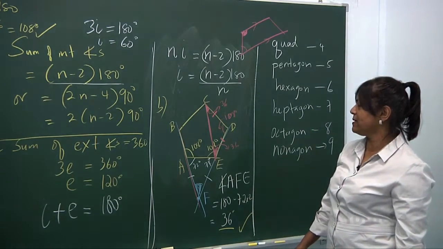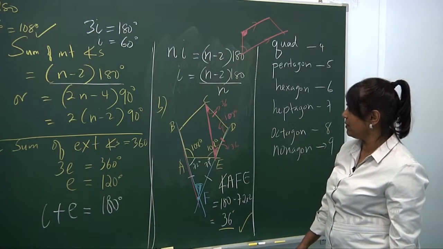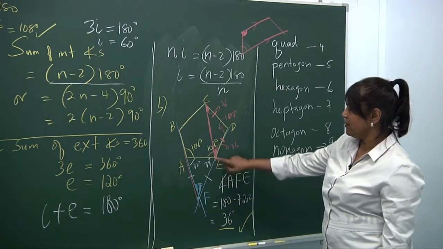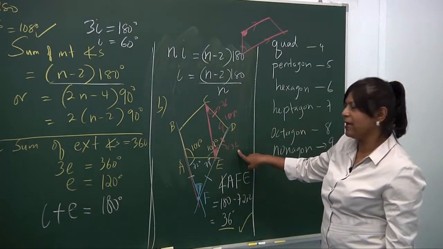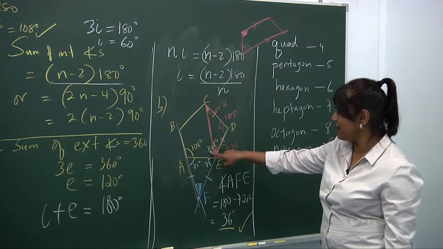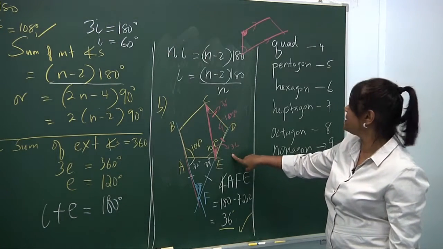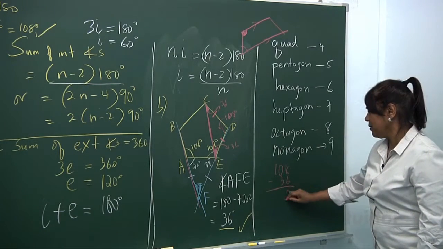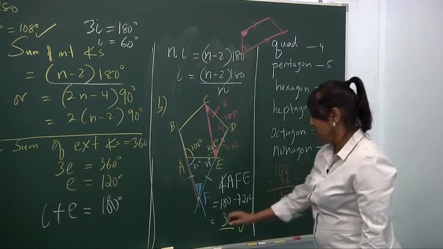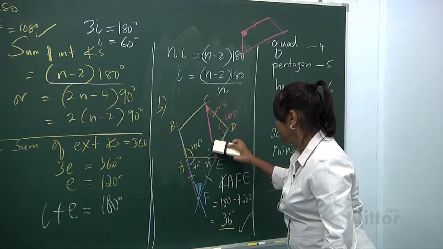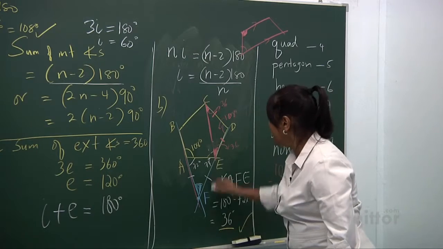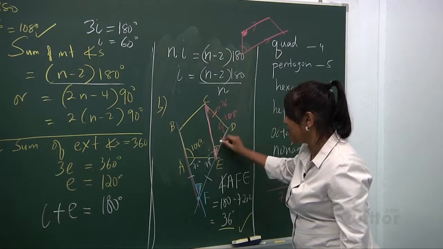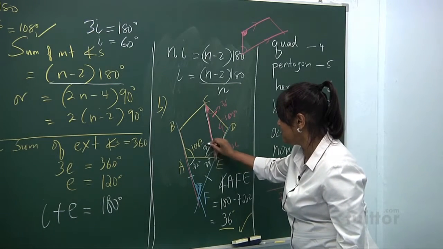If this is 36 degrees, now the next thing we need to look at: what will this angle be? All of you look. Now this whole angle is 108, this interior angle. You minus 36. 108 minus 36, what do you get? You get 72 degrees. So I like to make it less confusing. Take that off. And I say, you are 36 degrees and you are 108. So your angle here is 72 degrees.